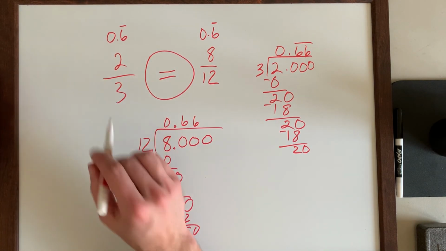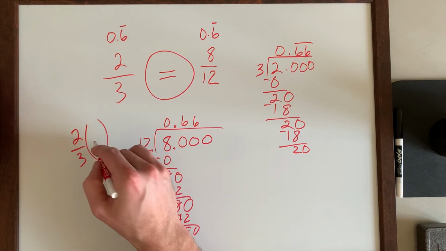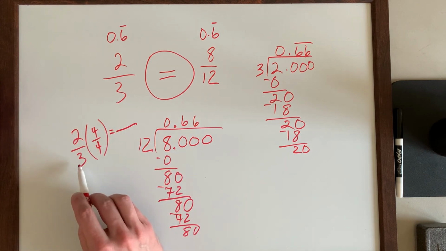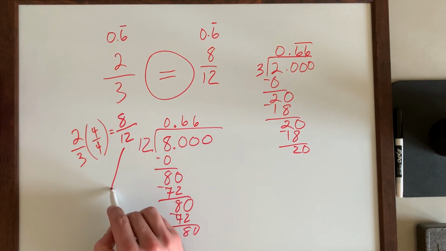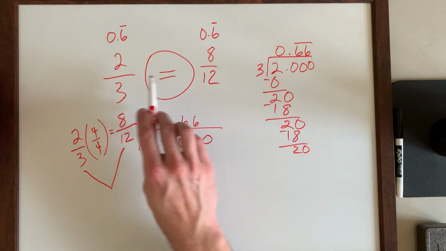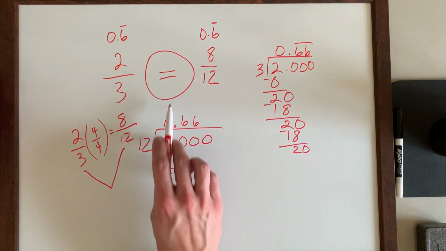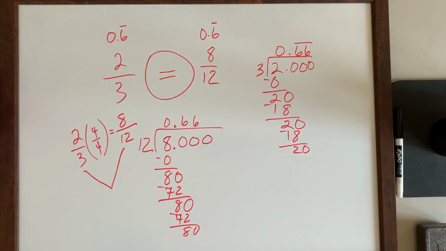And another quick way to see that, let's take 2/3, and what if I multiply it by a special 1? 3 times 4 is 12, and 2 times 4 is 8. So these, in fact, are equivalent fractions, and they have the same value. So there's a case where using long division to compare fractions will help you to see if you really have the same value, just written two different ways.